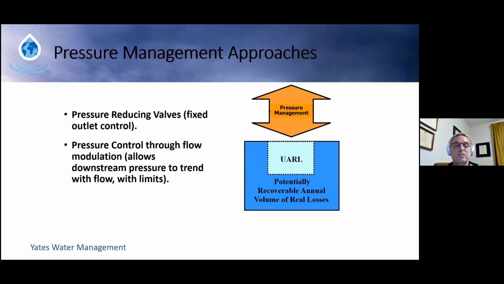The more advanced method is called flow modulation. Basically it allows downstream pressure to trend with the flow. So as flow is decreased, the pressure will go with it and drop as well. And when the flow increases, it allows the pressure to come up a little bit so that the service levels to the customer are not noticeable, that the customer still sees good pressure and good flow. There are, however, limits. There's a certain case where you say, nope, we're not going to let it go much further because we've reached a critical limit. It may even be based on fire flow as an important thing to watch out for.